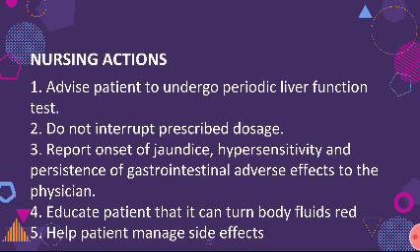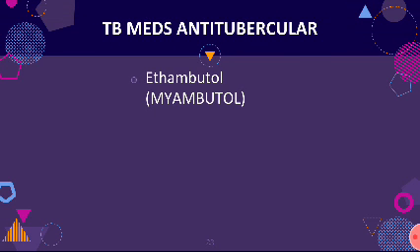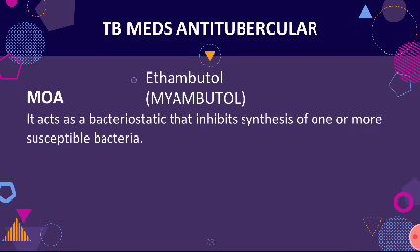So, another antituberculotic drug will be ethambutol or Myambutol for its generic name. So, the mechanism of action of this drug is it acts as a bacteriostatic that inhibits synthesis of one or more susceptible bacteria. So, when you say bacteriostatic, it is a chemical agent that stops bacteria from reproducing, or it can be stopping its growth. So, the susceptible bacteria for this is the Mycobacterium tuberculosis.